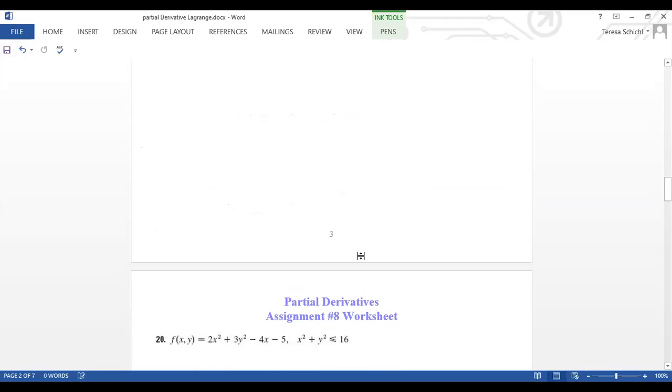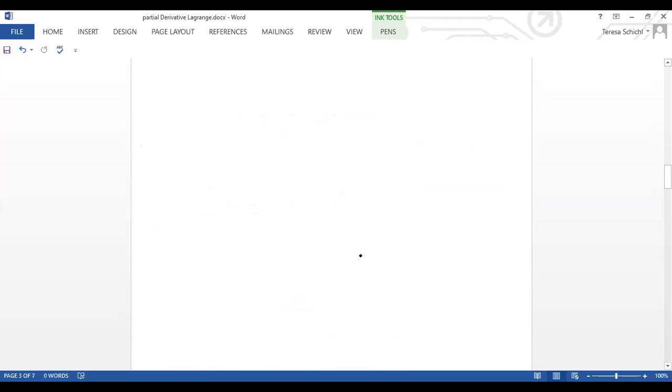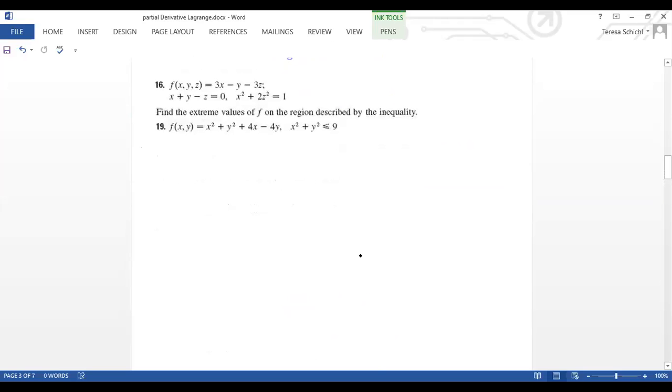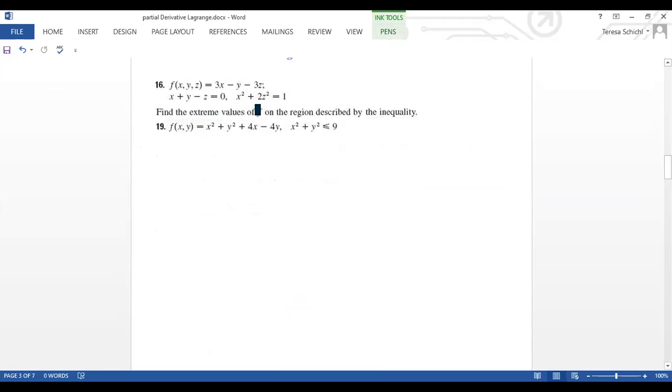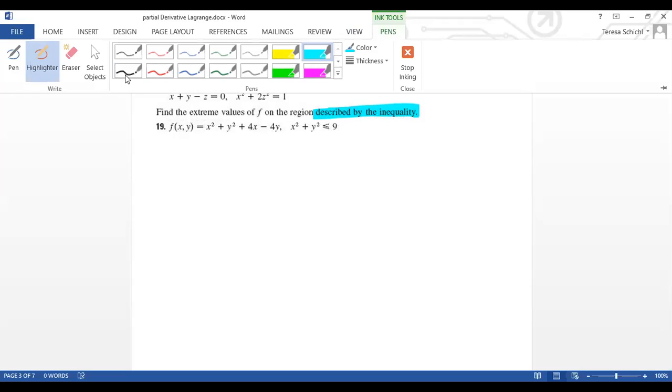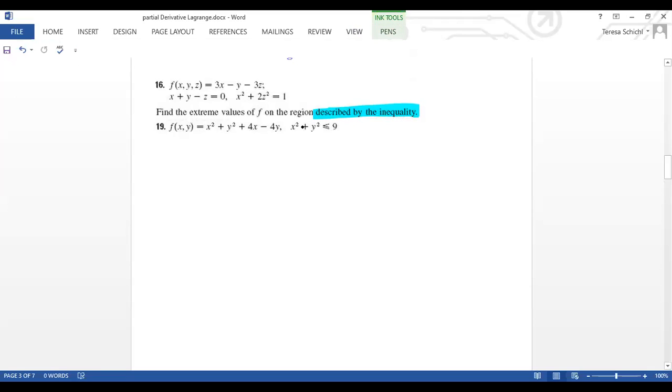Okay, so I'm going to solve this one, number 19 here, right? In here, we need to be careful. Let's say I want to find the extreme value on the region described by the inequality. Instead of level curves, because of the inequality, this is x squared plus y squared less than or equal to 9. That means I'm going to find the extrema. This is a circle with radius 3.